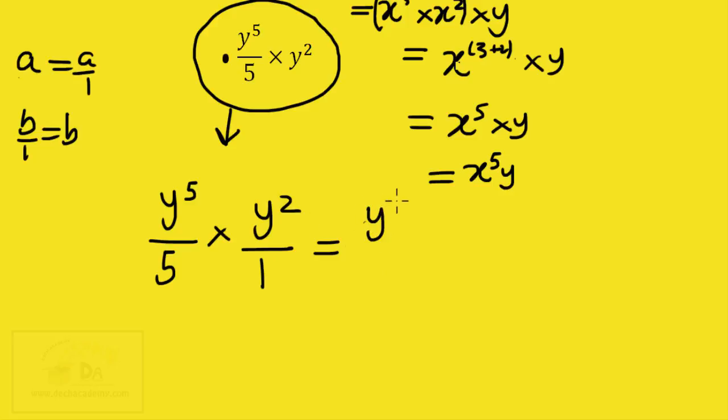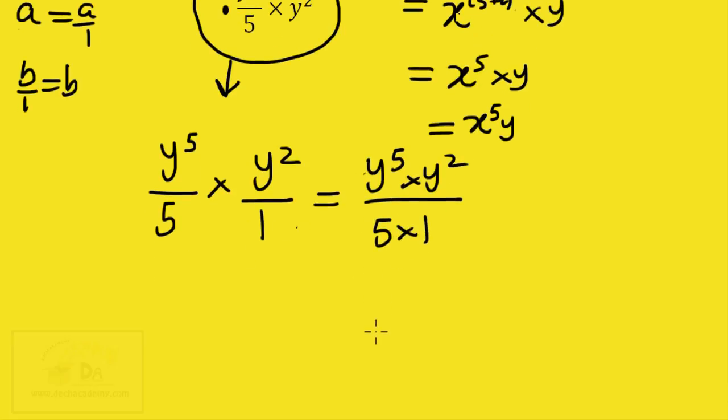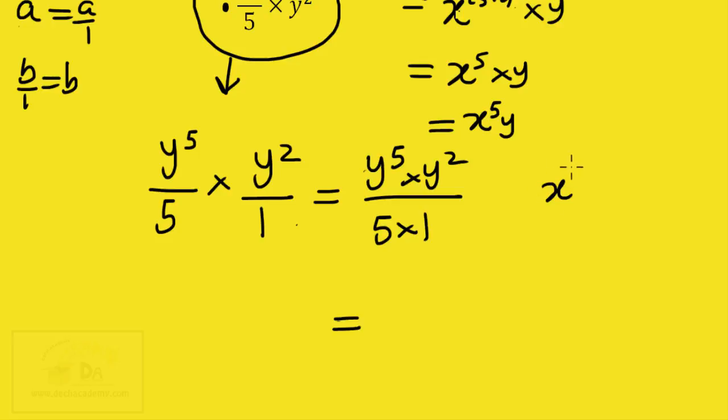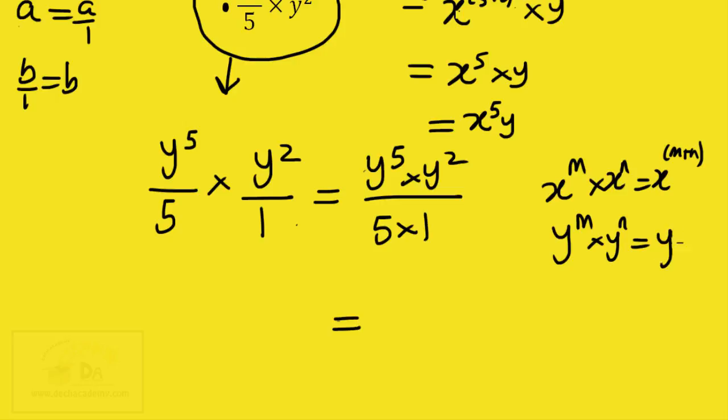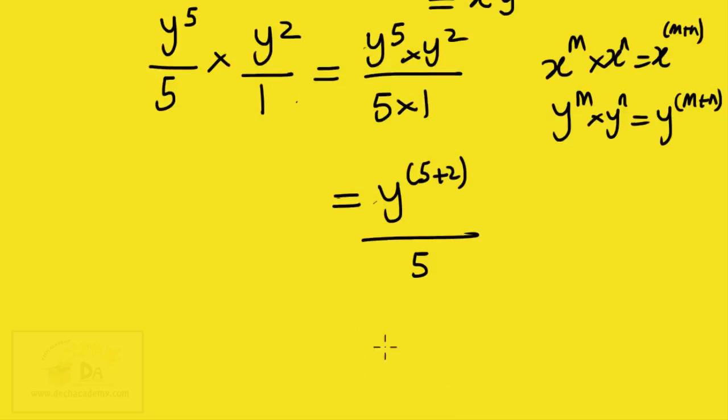In this case, we get y to the 5 times y squared as our numerator, and 5 times 1 as our denominator. Now, if you recall, x to the m times x to the n is x to the m plus n. This also applies for any other variable like y. Y to the m times y to the n, same thing as y to the m plus n. So y to the 5 times y to the 2, same thing as y to the 5 plus 2, all divided by 5 times 1, which is 5. So this gives us y to the 7, all divided by 5.